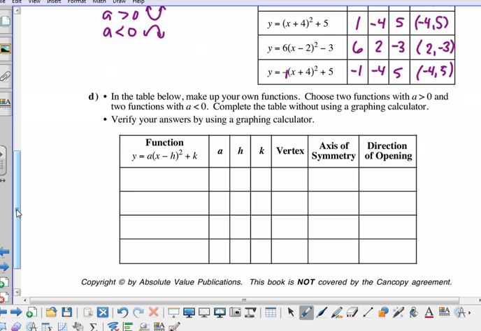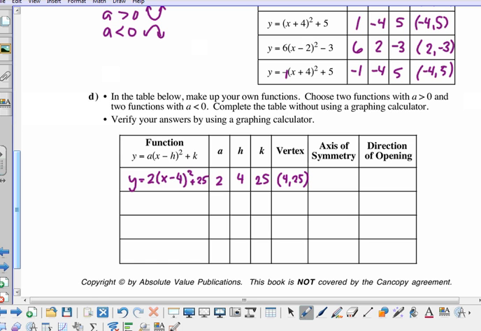Okay, so in the table below, we're going to skip this. Actually, let's do 1 together. Okay, so give me an A value. Let's do 2 times x minus 4 squared plus 25. Okay, so what would the A value be then? 2. h would be positive 4, positive 25 for k, and the vertex then would be h comma k, 4, 25.